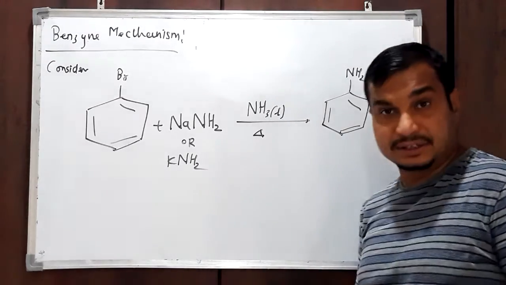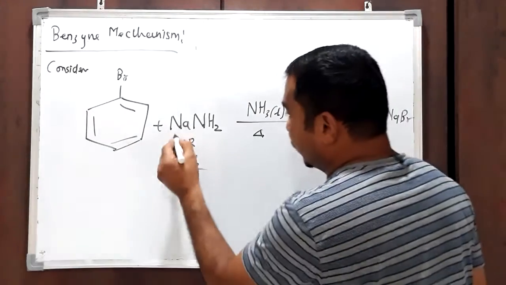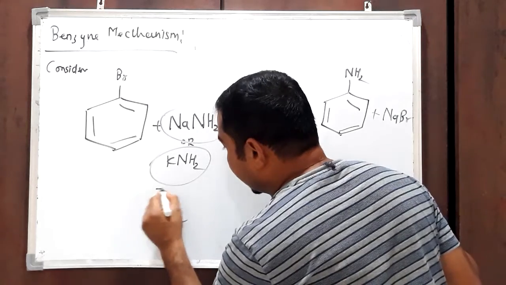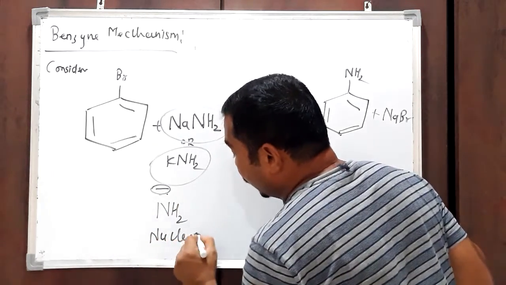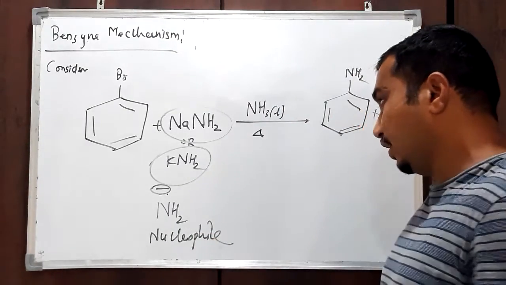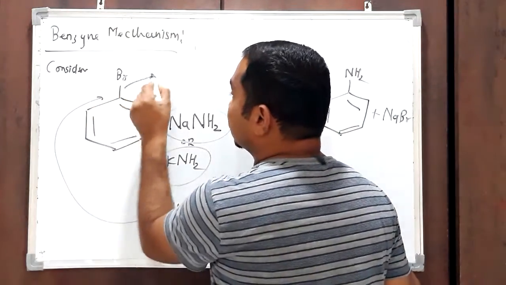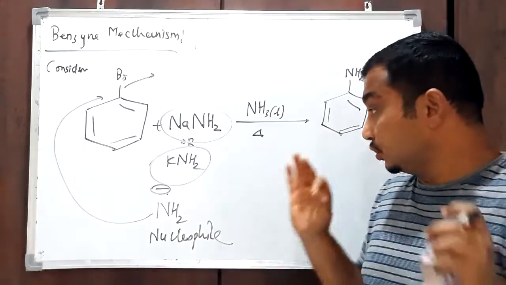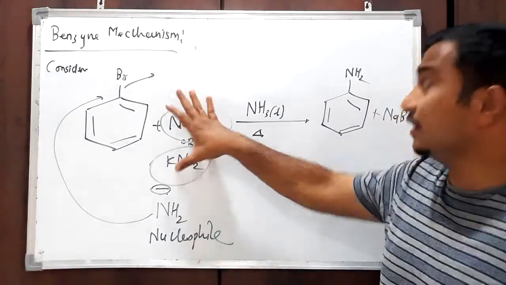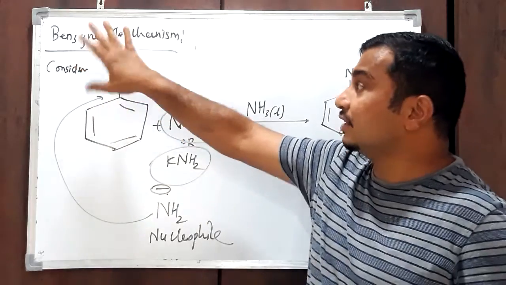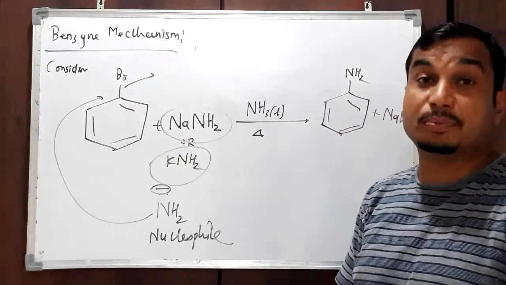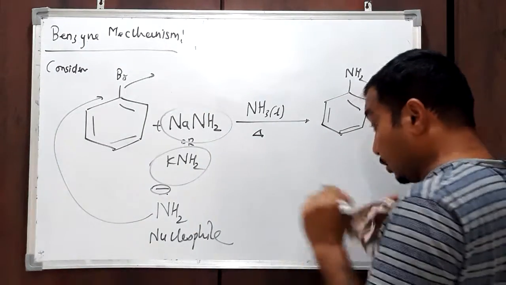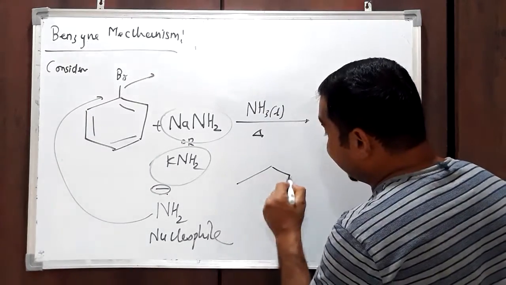So what happened in this reaction? The role of this reagent is to provide NH2 minus, that is, the nucleophile. This nucleophile produced by NaNH2 replaces Br minus from the benzene ring, so it is an example of aromatic nucleophilic substitution reaction. By taking this example, we will discuss the mechanism, known as the benzyne mechanism. Why is it called the benzyne mechanism? Because during this reaction, a benzyne reaction intermediate forms.